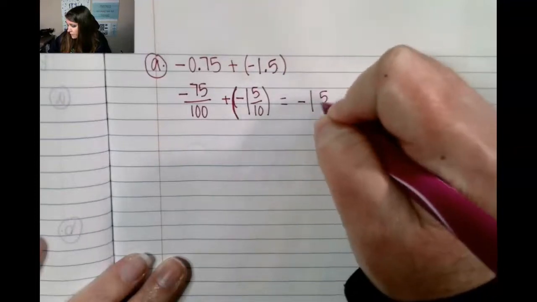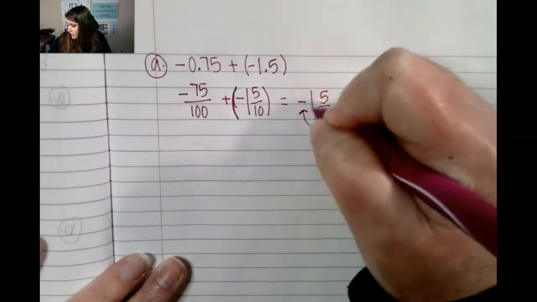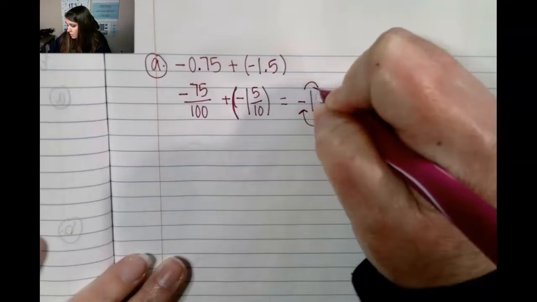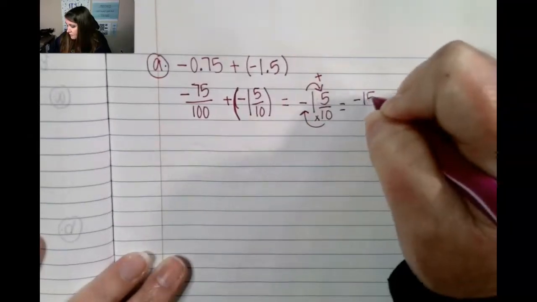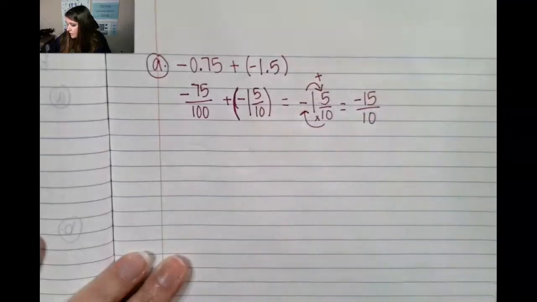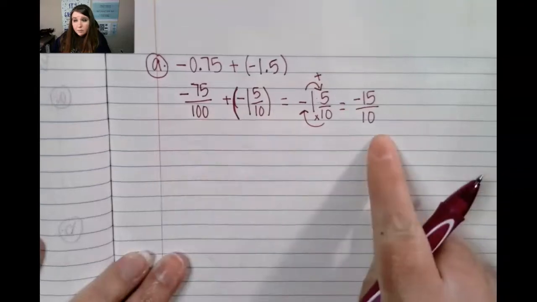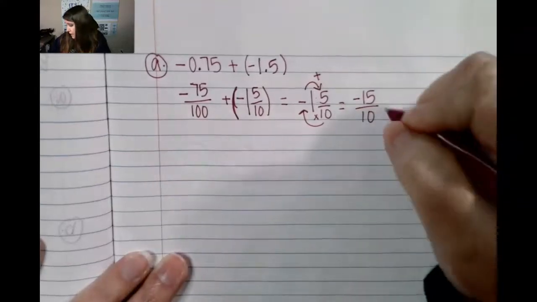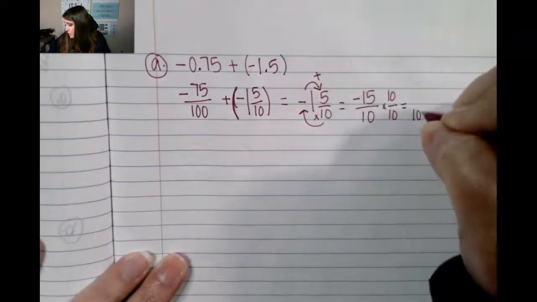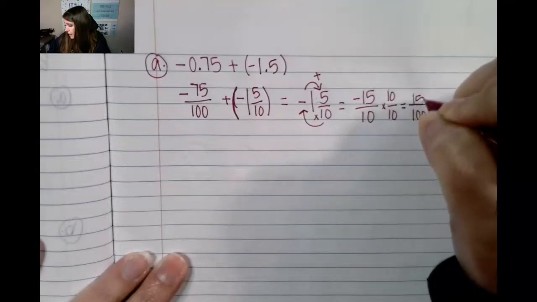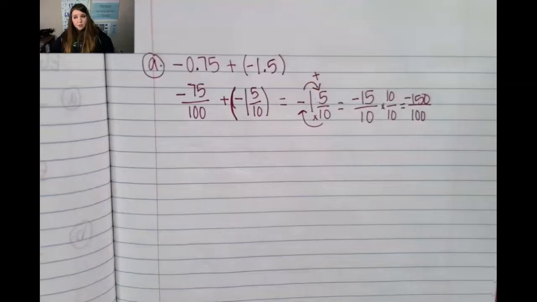Negative 1 5/10. We're going to multiply. 10 times 1 is 10, plus 5 is 15. So really I have negative 15 tenths. Again, I want it in 100ths. So I'm going to multiply by 10 over 10, and that gives me 100. And that gives me 150.